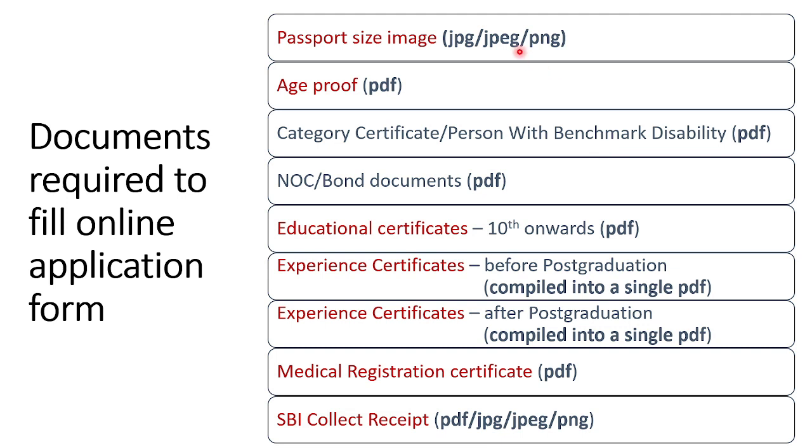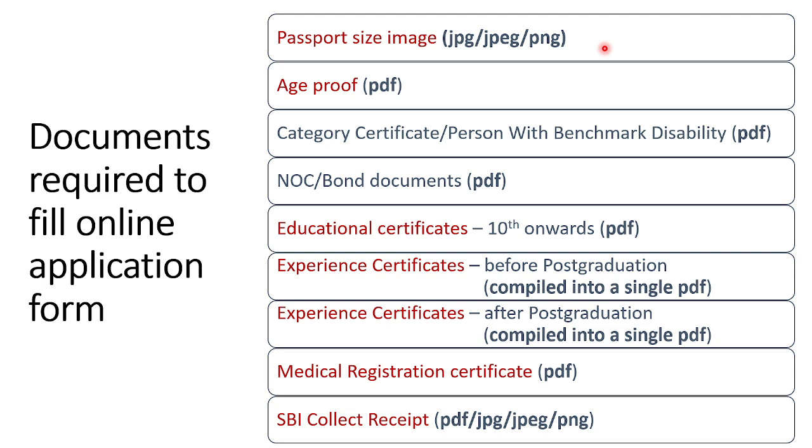First, you have to keep ready the passport size image, and the image should be visible and the person should be looking front. Any side facing or any kind of selfie is not applicable. Next is age proof. You can upload the date of birth certificate or the class 10 Madhyamik admit card or certificate where your age has been clearly mentioned. Next is the category certificate like SC, ST, OBC, EWS, etc., wherever applicable. And the person with benchmark disability also has to produce the PDF of their proof.